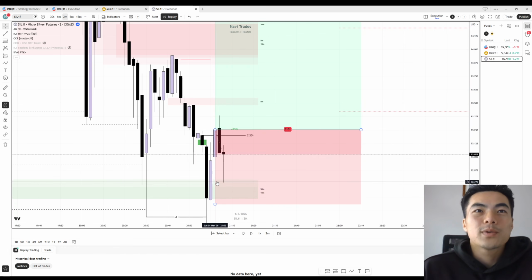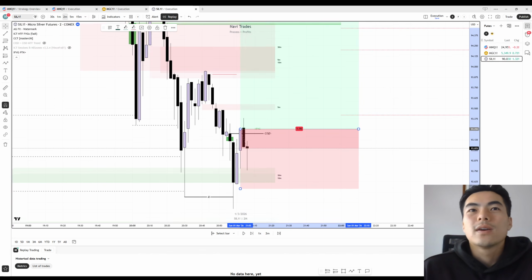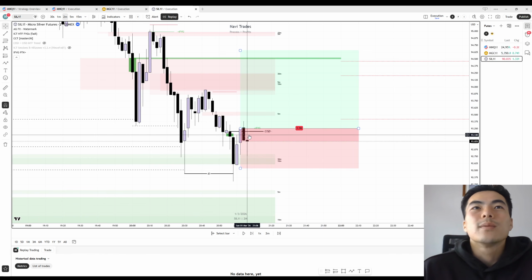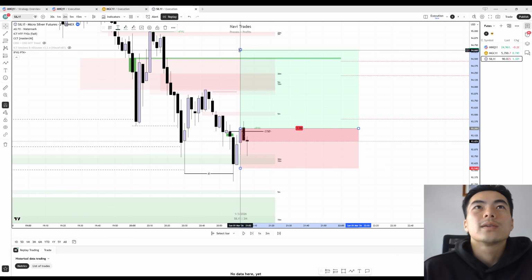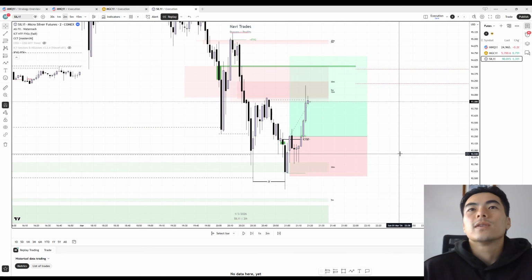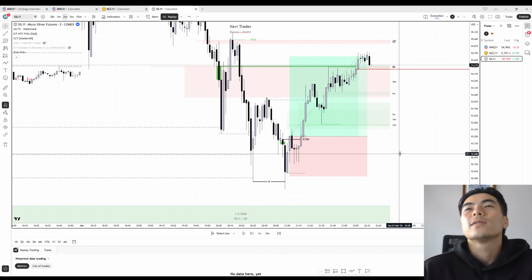Stop just below the entry candle, but you can even give it a bit of breathing room. Something like that feels right. I wouldn't want to go all the way down there. That feels a bit too far for me. But something like that, targeting 2R, is perfect. And bang, goes to TP eventually.